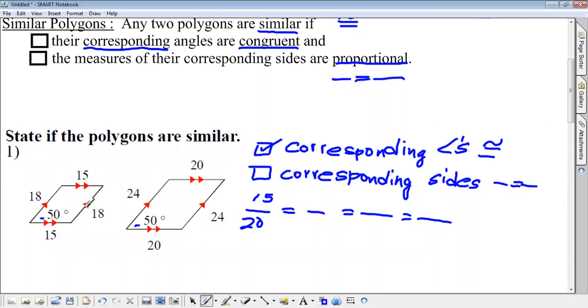Then let's go to this side. The right side is 18. This right side corresponds to what side over here? 24. Now let's go to the bottom side. The 15 corresponds to what side on the other polygon? This 15 corresponds to what side over here? 20. And lastly, this 18 corresponds to whom on the other polygon?